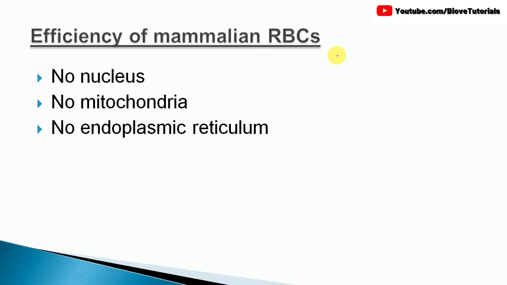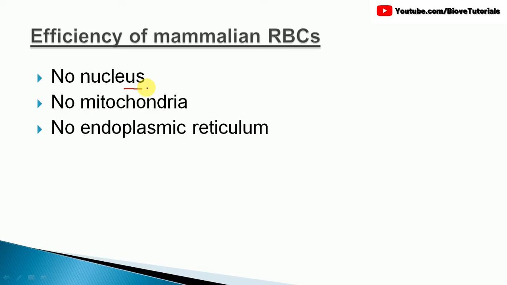RBCs are very efficient. Why? Because RBCs do not have a nucleus. Now what is the reason for not having a nucleus? Because RBCs have to carry oxygen from one place to another, so as to accommodate more oxygen.